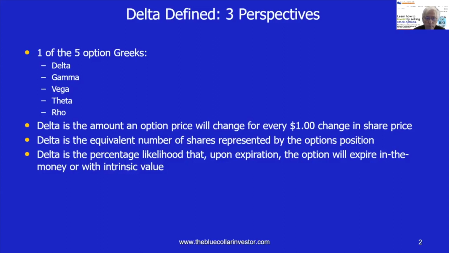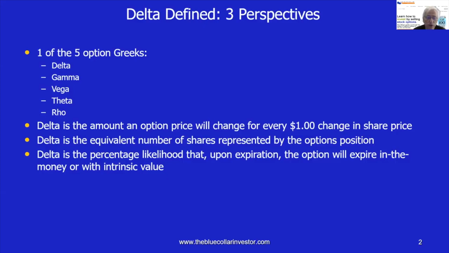Now, another definition of delta is the equivalent number of shares represented by the option position. So as an example, if we own 2 contracts which have a delta of 0.5, that's a +1. That's the same thing as owning 100 shares of stock. And this becomes significant for portfolio managers that are looking to minimize market risk and looking to achieve as close as possible to a delta neutral portfolio. So that definition of delta really applies more to portfolio managers than it does to us retail investors using option selling strategies.